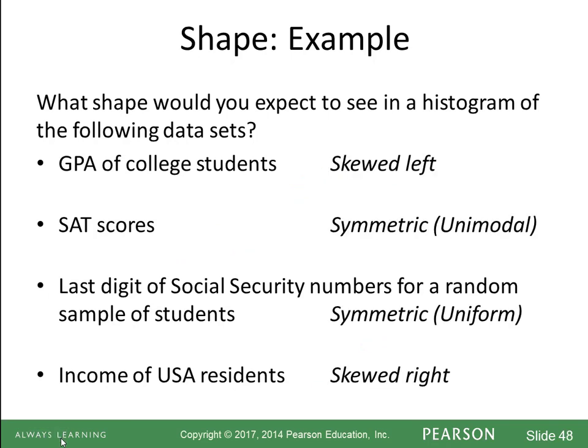Okay, so they say that GPA of college students are going to be skewed to the left. Okay, so let's think about what that's going to look like. A few very low GPAs. SAT scores symmetrical. Last digits symmetrical and uniform, and income skewed to the right.